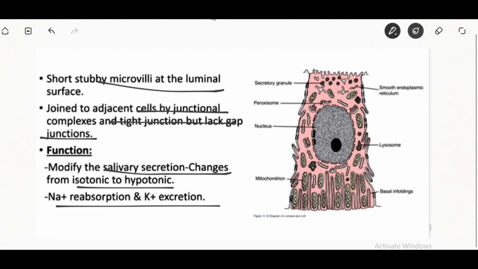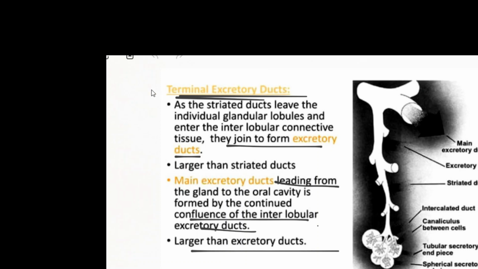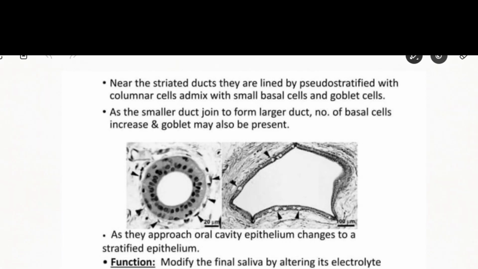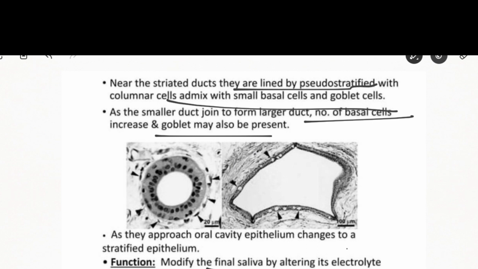reabsorption and potassium excretion. The terminal excretory duct is the duct through which the salivary fluid from the gland is secreted into the oral cavity. As the duct runs from the exterior to the secretory portion, its size and cell structure change. The size increases from start to end, and the cell layer changes from pseudostratified columnar to true stratified squamous epithelial cells. Their function is to modify the final saliva by altering its electrolyte concentration.